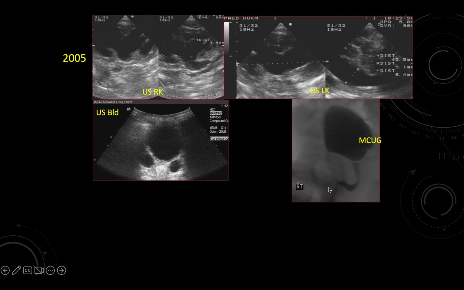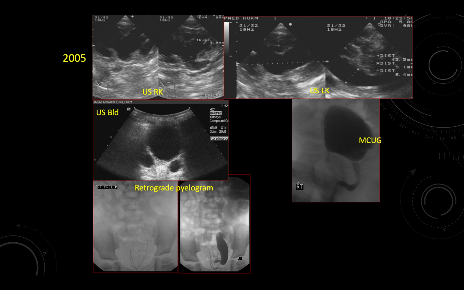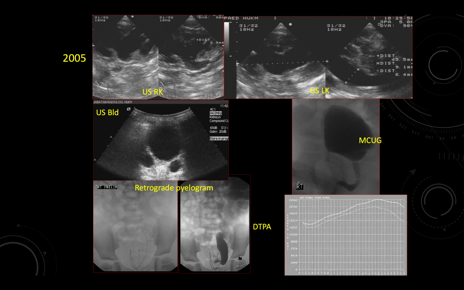Yes, there's no PUV on the MCUG, and there's no reflux either. So we thought maybe there is a stenosis at both of the VUJ. When we did a retrograde pyelogram, we noted that the distal ureter is dilated, so that means the ureter is really abnormal, but there's not much stenosis because you can actually see some trickle of contrast going down. But the DTPA at that time showed a progressive obstruction.